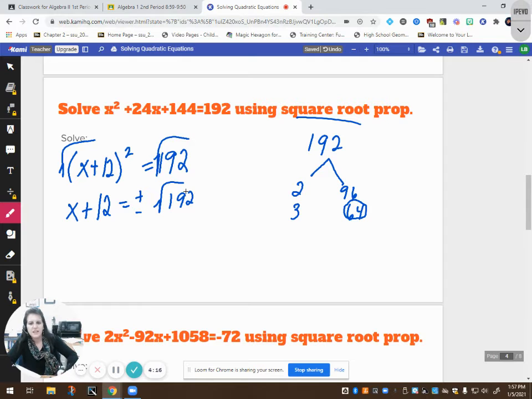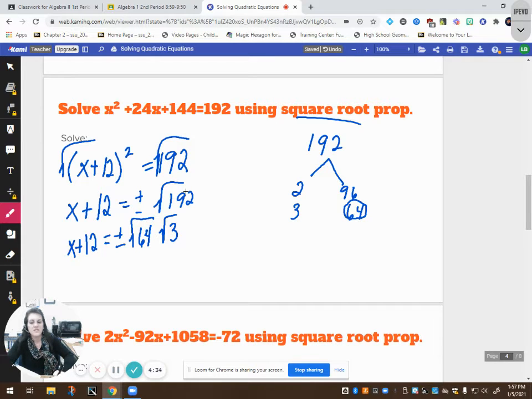So I'm going to rewrite this square root, keeping my x plus 12 over here, equals plus or minus the square root of 64 times the square root of 3. 64 times 3 is 192. I just broke it apart. You might ask, well, why in the world would you do that?